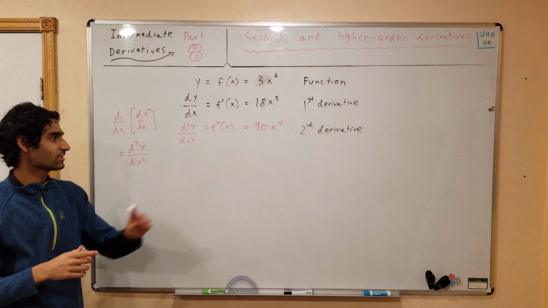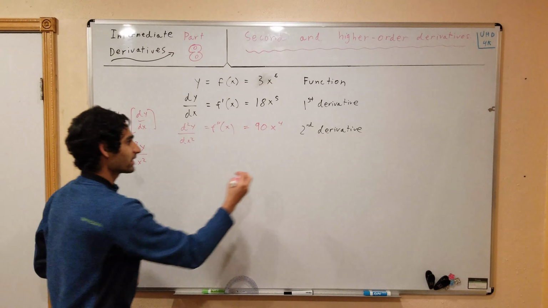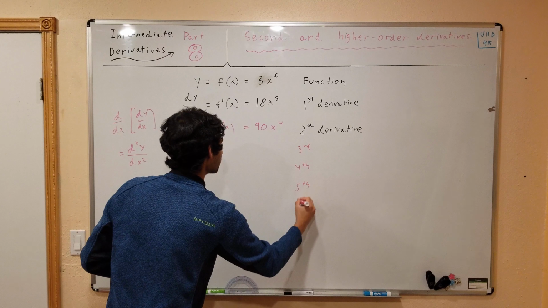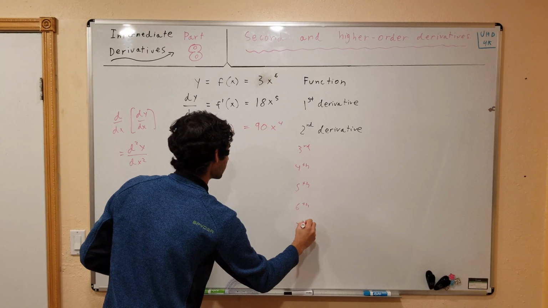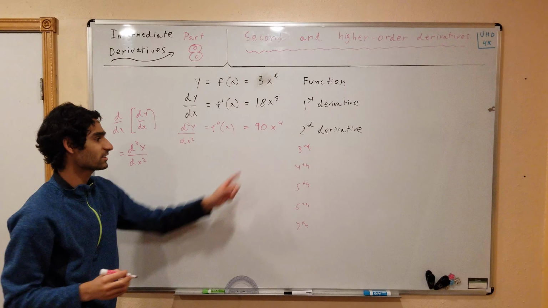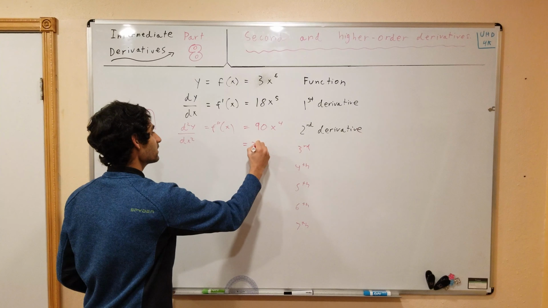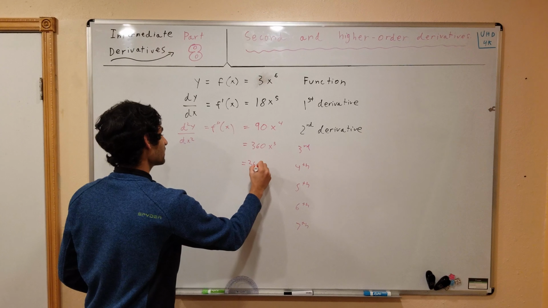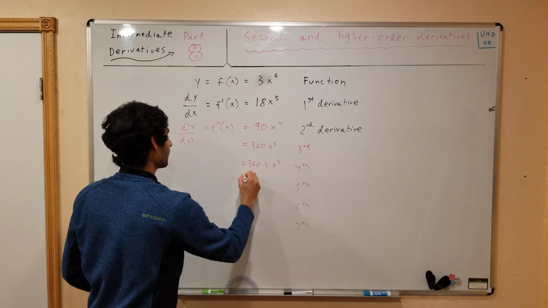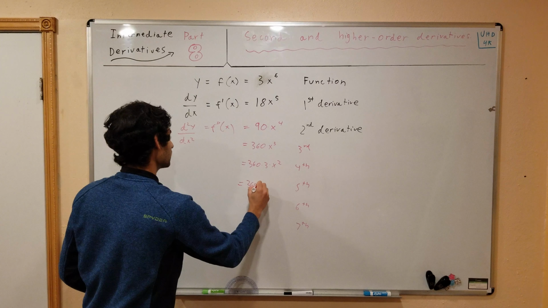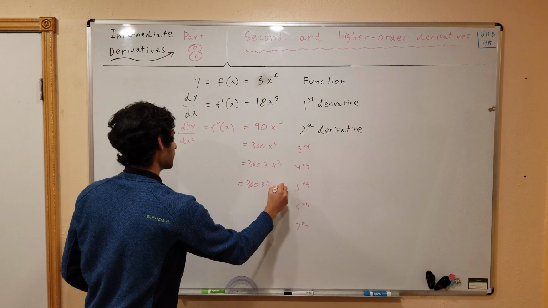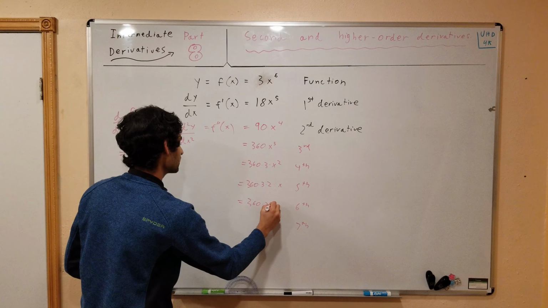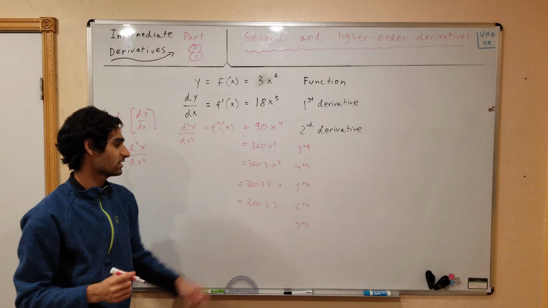Now we don't just have to stop at 2. We can actually keep going. We can take the third, fourth, fifth, sixth, seventh, so on and so forth. So let's actually do that. What's the third derivative? It's going to be 360 x cubed. Then the fourth derivative, that's going to be 360 times 3 times x squared. Next one's going to be 360 times 3 times 2 times x. Sixth derivative will be just 360 times 3 times 2. Remember, derivative of x is just 1.